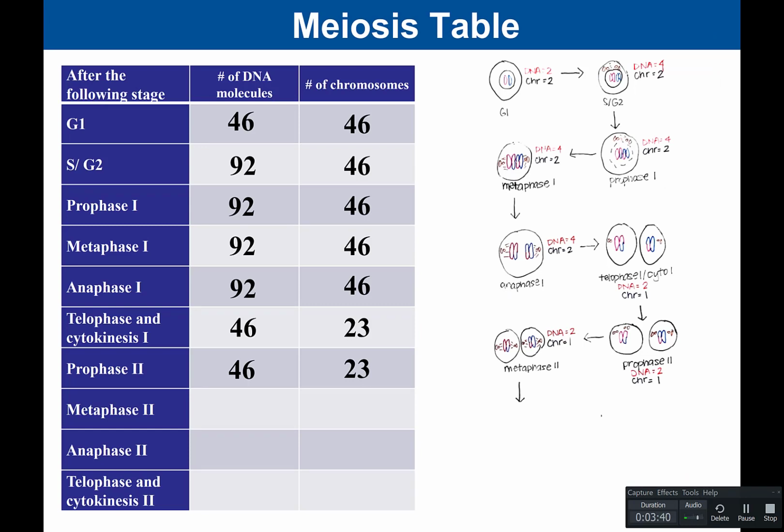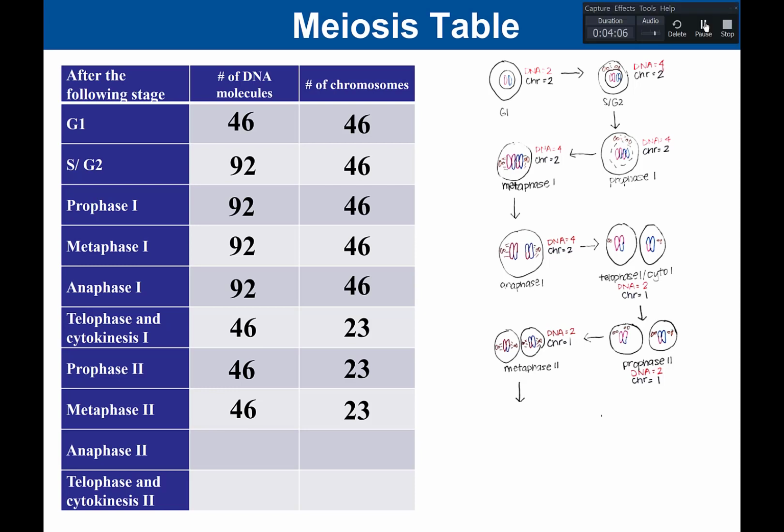So if we look at our table and at metaphase II, we have just moved them to the middle of the cell. We have not changed DNA number. We have not changed chromosome number. So if we fill in our table, we still have 46 DNA and 23 chromosomes. Now let's look at anaphase II. In anaphase II, sister chromatids are going to separate. They're going to go to opposite ends of the cell.